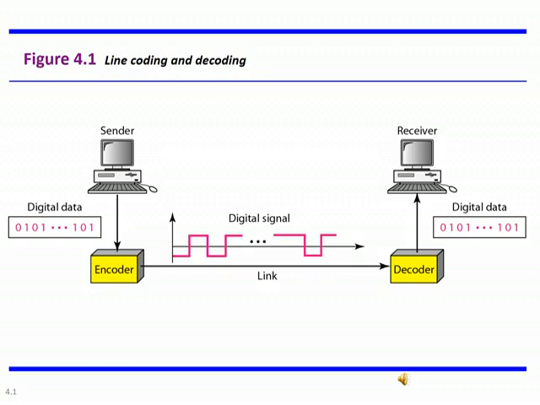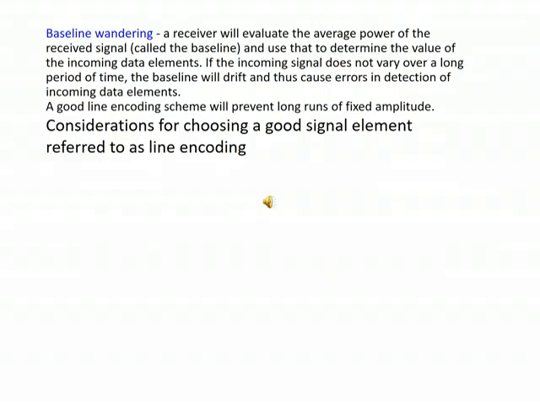One way is baseline wandering. In baseline wandering, the receiver evaluates the average power of the received signal. So when the signal reaches the receiver, the receiver has to evaluate the average power of the received signal. This gives us the baseline, and we use that to determine the value of the incoming data elements. If the incoming signal does not vary over a long period of time, the baseline will drift and thus cause errors in the detection of the incoming data elements.